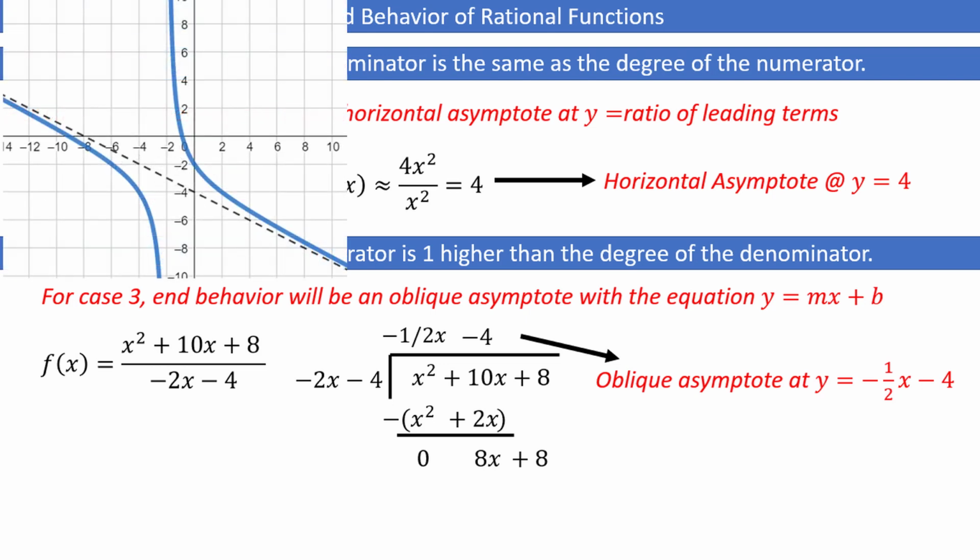Here's the graph of this function. You can see that there is an oblique asymptote at y is equal to negative 1/2 x minus 4, which is the dotted line. The graph approaches the asymptote and gets closer and closer to it as we approach negative or positive infinity.